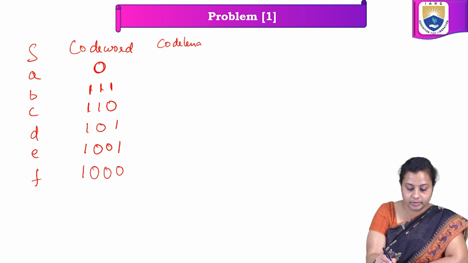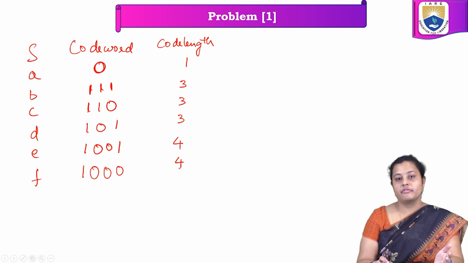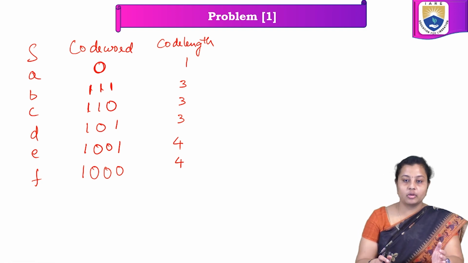Code length: 1 3 3 3 4 4. So if you observe here, it is a variable length coding. So in Huffman coding, we are doing variable length coding.